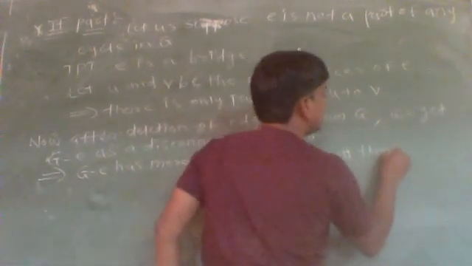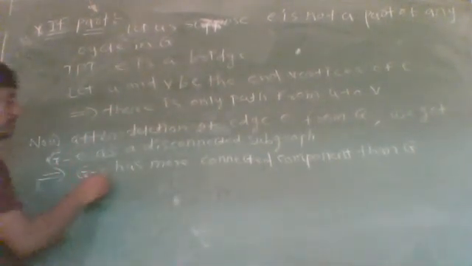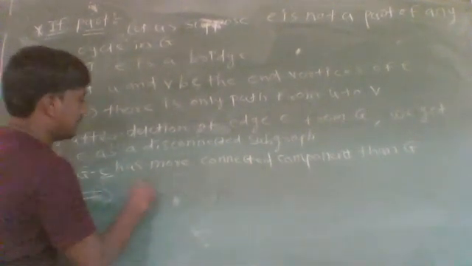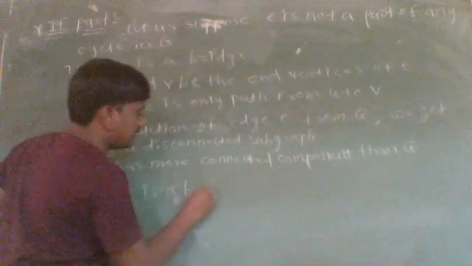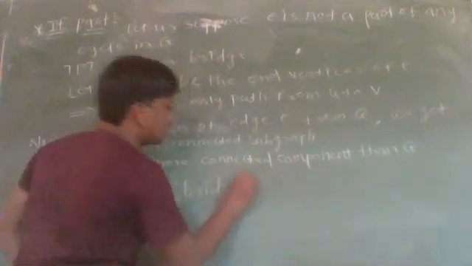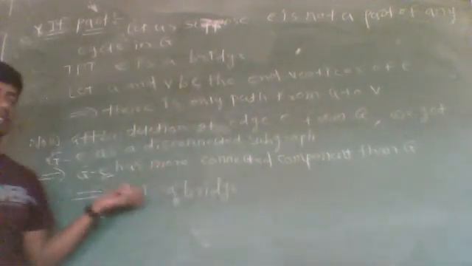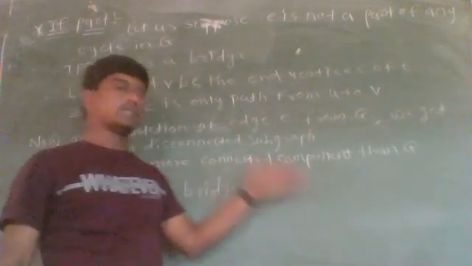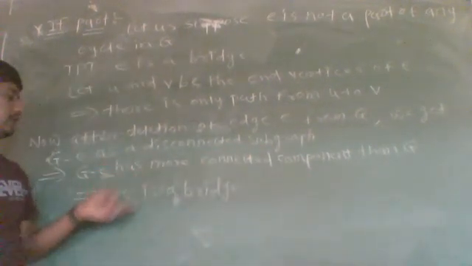As the number of components in G minus E is greater than the number of components in G, by the definition of bridge, E is a bridge. An edge E is said to be a bridge if the subgraph G minus E has more connected components than the graph G has, and here it holds, so edge E is a bridge. Hence proved.